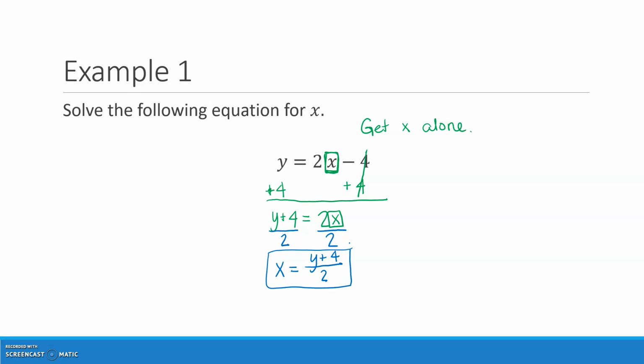And remember, I said that there was a quick check. Do I have a y in my answer? Do I have an x in my answer? I've got x, I've got y. All right, so I'm good. That's a really quick and easy way to check that you're not losing something.